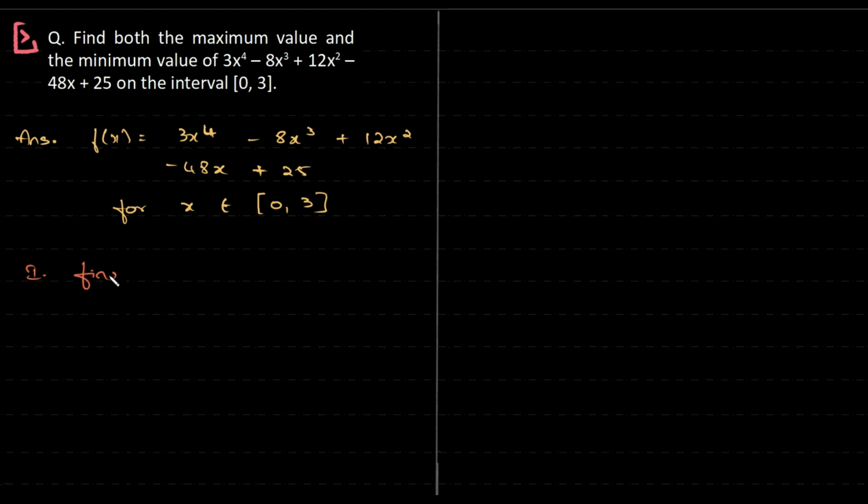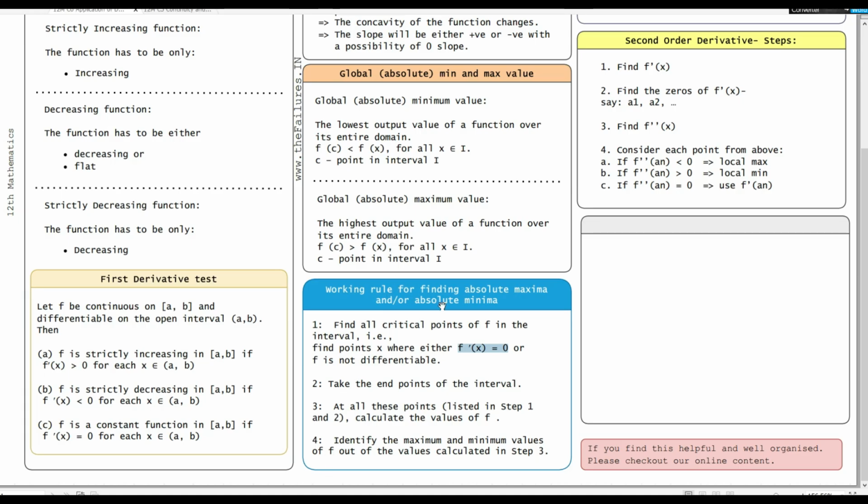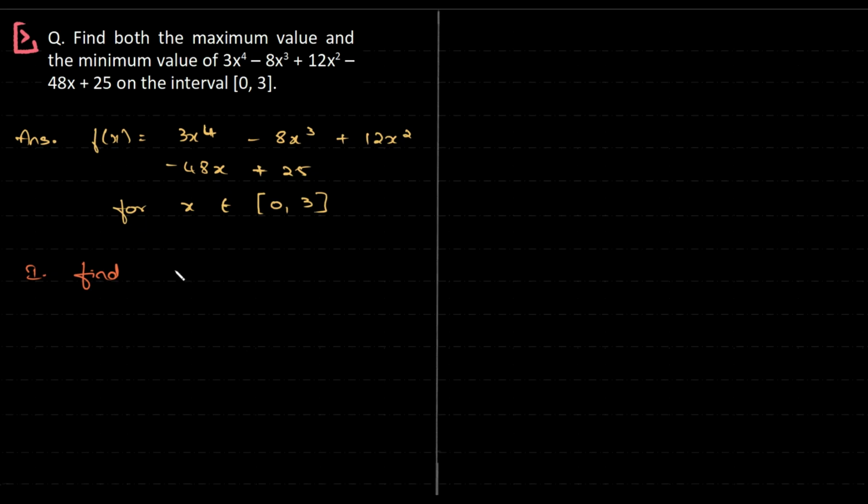Now, the very first step to find the absolute maximum and minimum is that we need to differentiate it, find the zeros, and take the endpoints as well of the interval. Considering all the points, you identify the maximum and minimum. Very simple steps, but it is going to take some time over here.